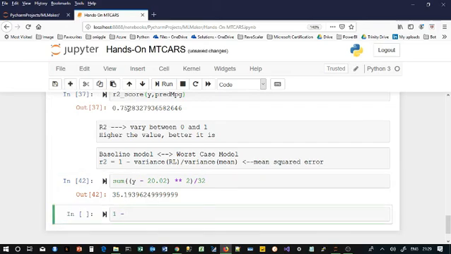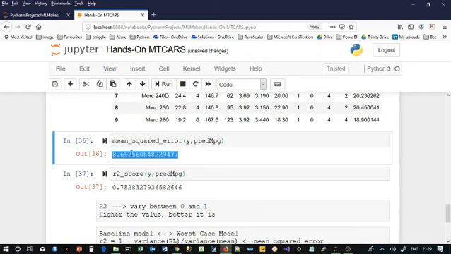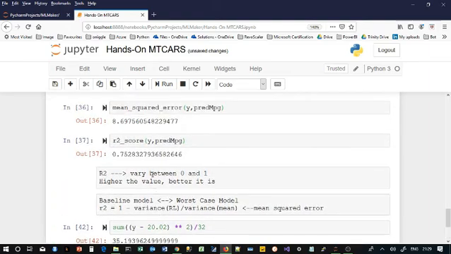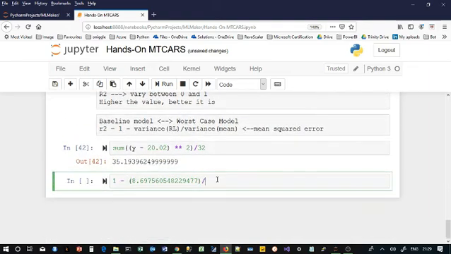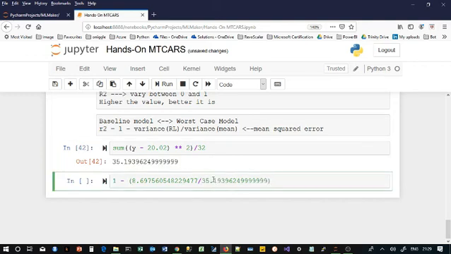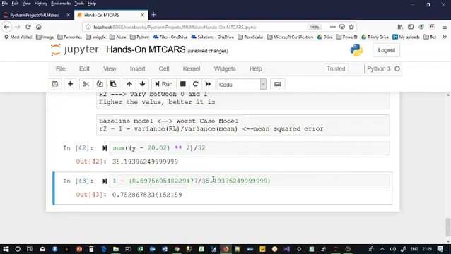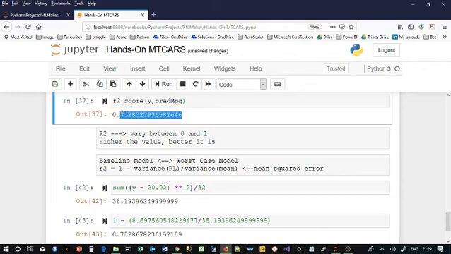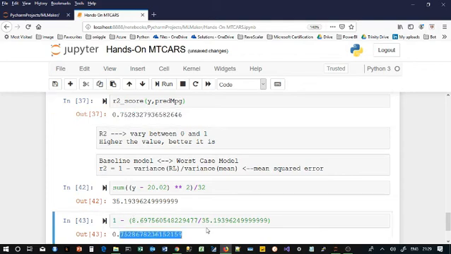So what I can do is subtract the mean square error divided by this variance, and I get 0.75 with some approximation. So as you can see, the R square that I obtained here is pretty close to it. I did a little bit of approximation on the mean value, hence it's slightly off, but you can see this is how R square is calculated.